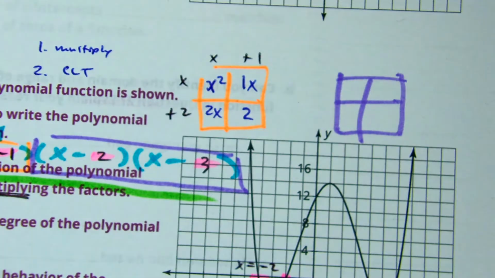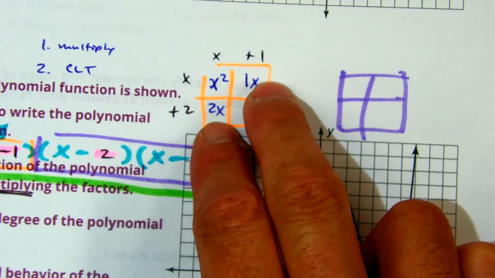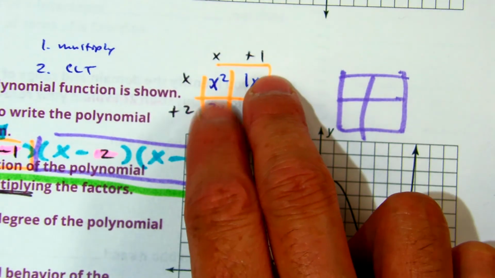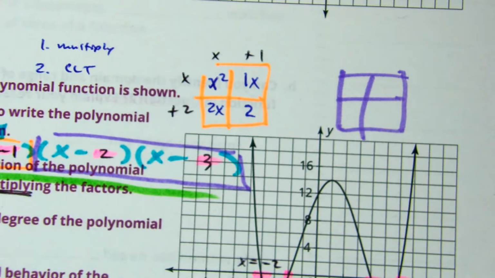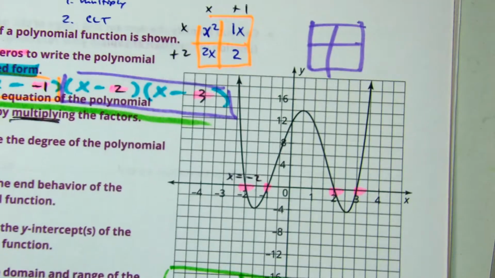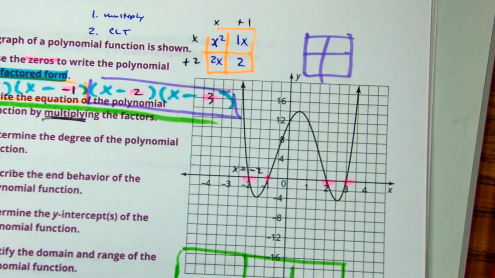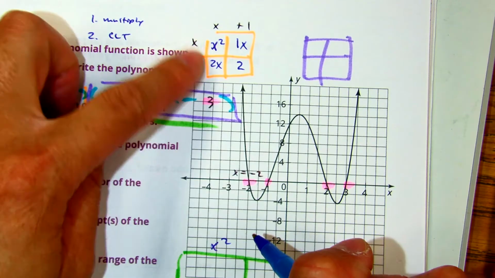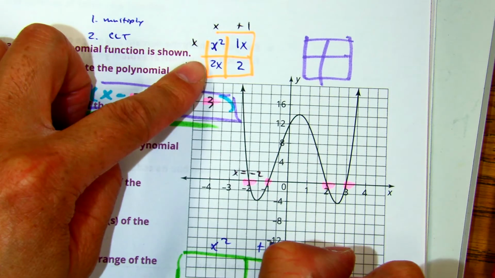Put your fingers on the two like terms. Class, if I add those together, what do you get? 3x. Yeah. So let's write our answer on the top of our green here. X squared plus 3x plus 2.